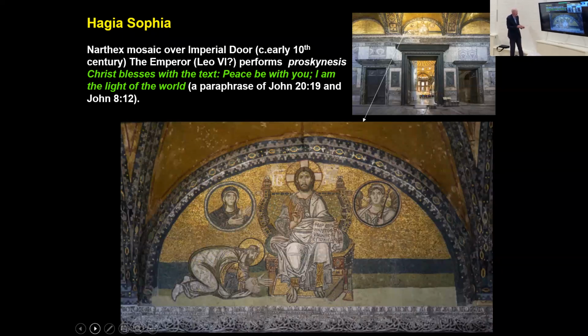There's some uncertainty about it, but here is the emperor in an act of obeisance, in Greek proskynesis, bowing down to Jesus with the Virgin, and we're not sure which archangel, but probably it is Gabriel because of the juxtaposition, but it could be Michael. We're not sure. So there it is. And what Christ has here written quite clearly is, "Peace be with you, I am the light of the world," which is a bit of a paraphrase from John.